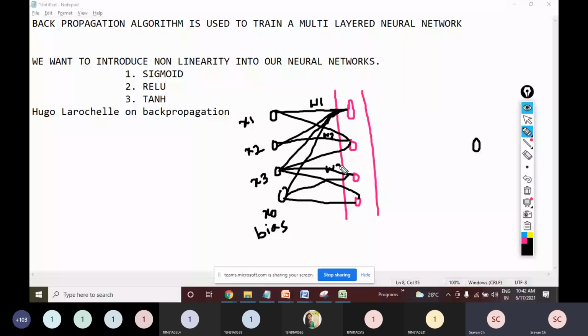Now friends, can you tell what is the output of this hidden layer, of every neuron? It is like our normal perceptron only. So the output should be something like this: we are going to multiply these inputs and weights, xi wi, summation, plus we will add the weight, meaning the bias.